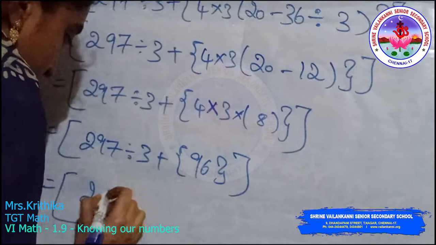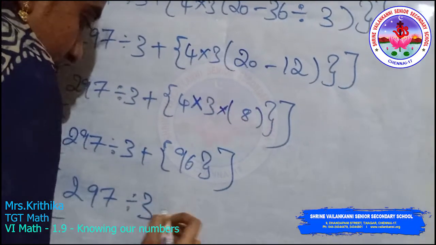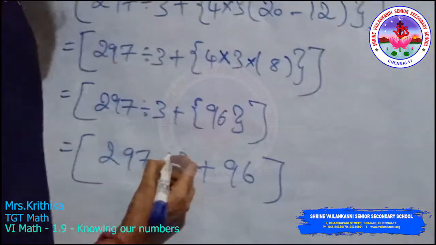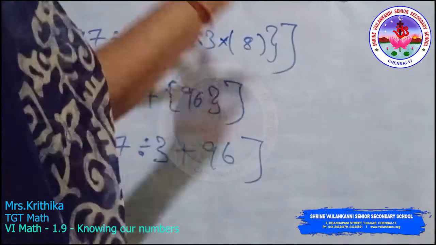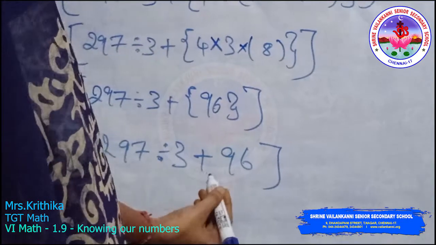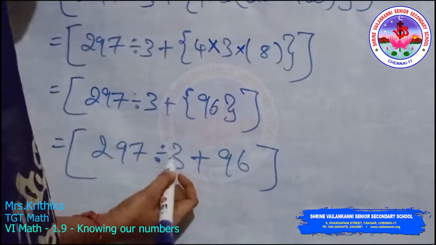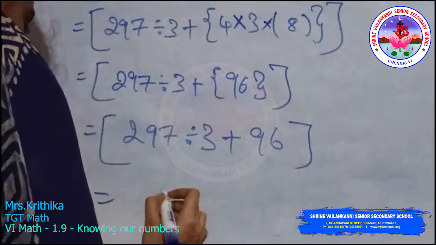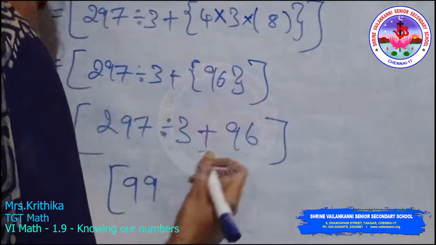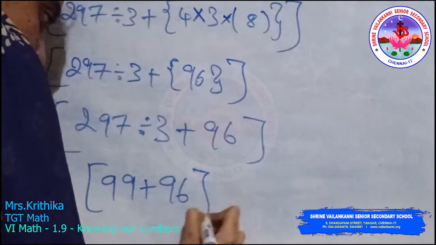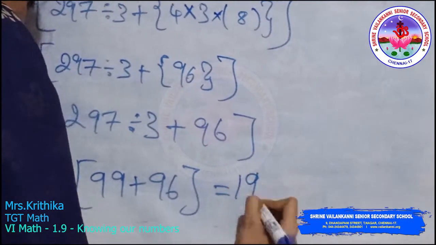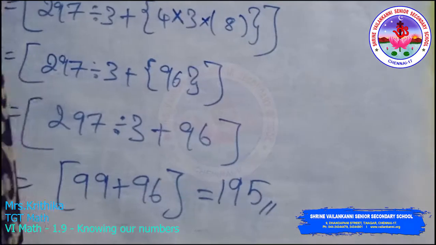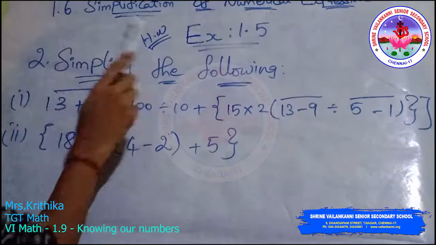In this square bracket, 297 ÷ 3 + 96. In this square bracket there are two operations, one is division, another one is addition. The first priority goes to division. 297 divided by 3 is 99, plus 96. The answer is 195. This is the answer.